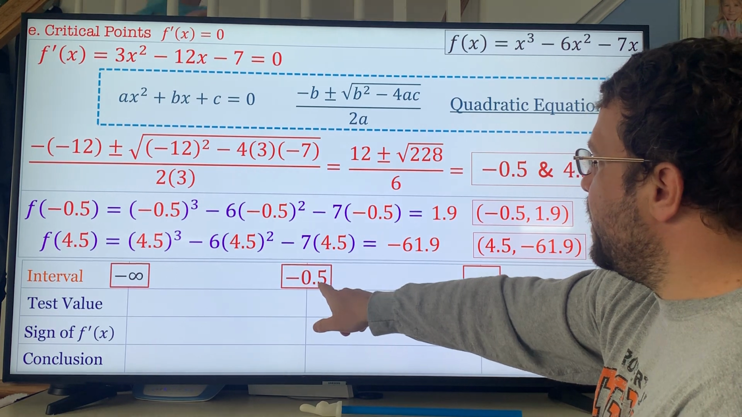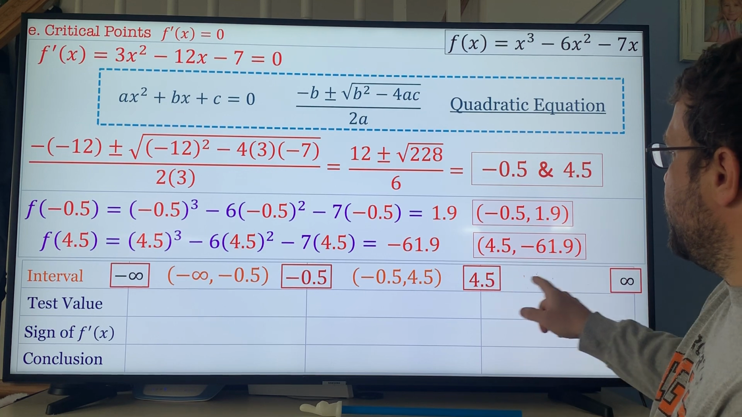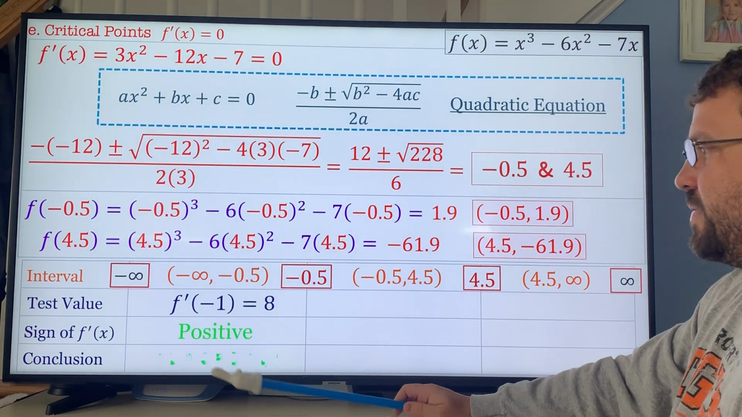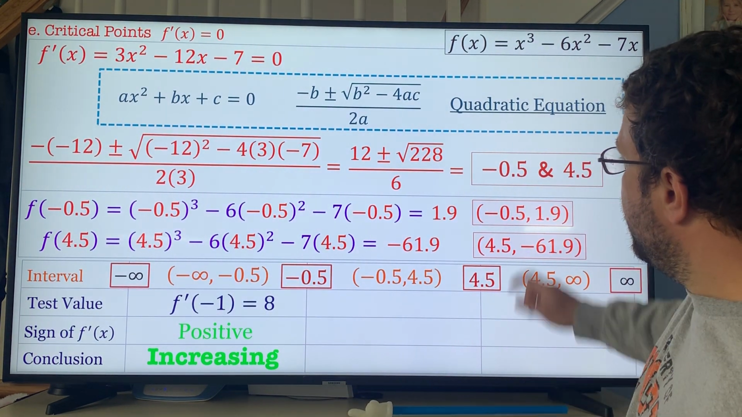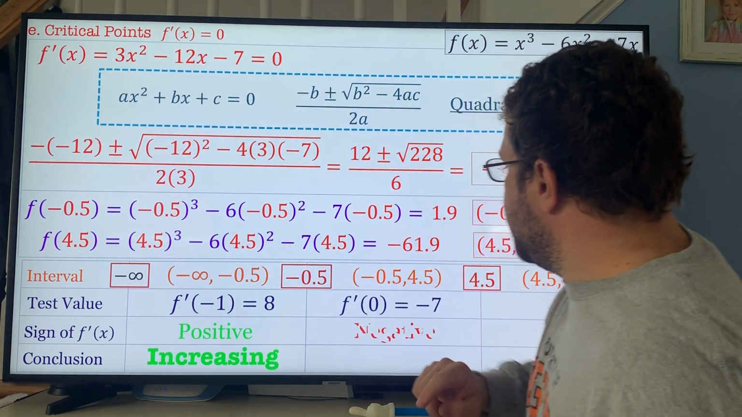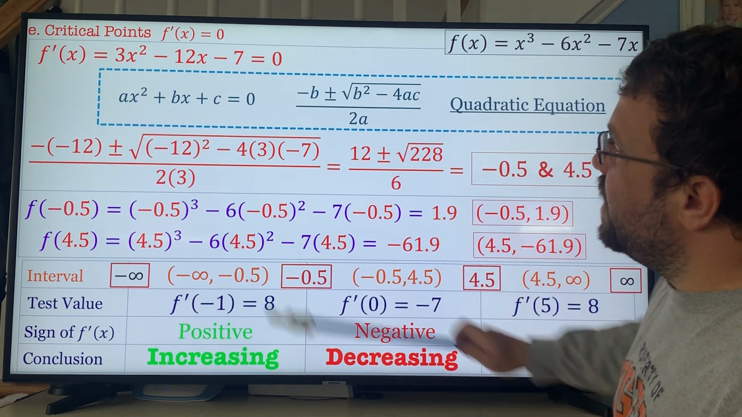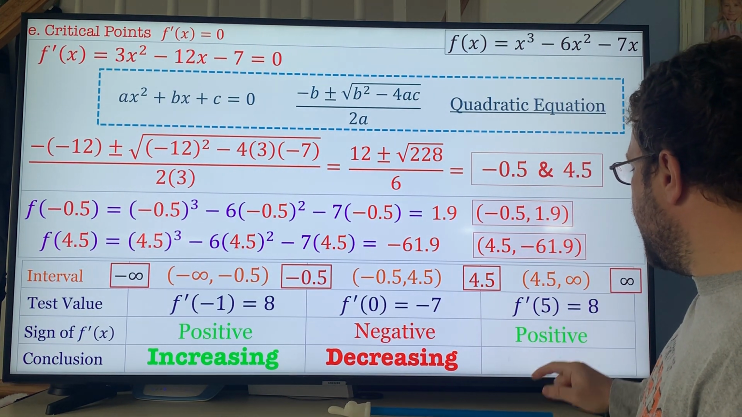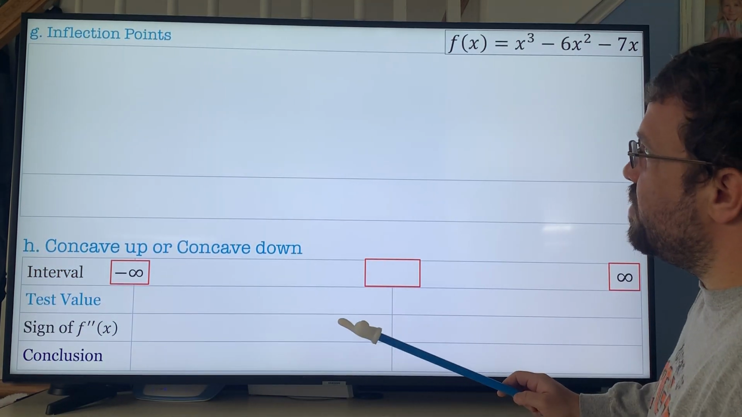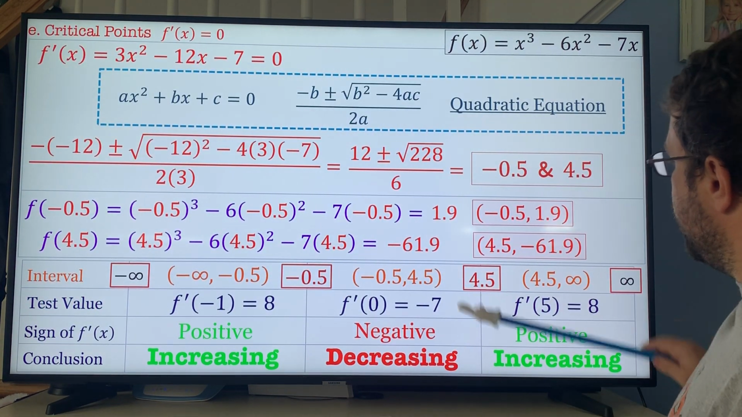Negative infinity to -0.5, -0.5 to 4.5, 4.5 to infinity. Number between these two is -1. 8. 8 is a positive number. Conclusion is it is increasing before it gets to this point. Between these two, you pick 0. Put 0 in there, you get -7. Negative. So between these 2 points, it's going to go down. And then here, you pick like a 5, plug it into this equation, and you get a positive number, which is increasing. So what you have here is your graph is going to be increasing, decreasing, increasing.